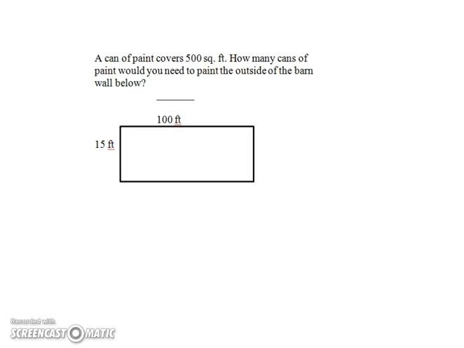A can of paint covers 500 square feet. How many cans would you need to paint the outside of the barn wall below? Okay, I'm painting and covering, so that tells me it's area. I'm going to do length times width. 15 times 100 is 1,500 square feet. And then I'm going to go to the store and buy paint.